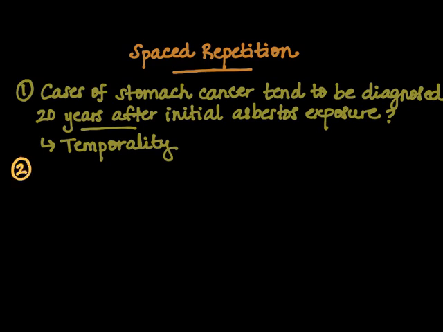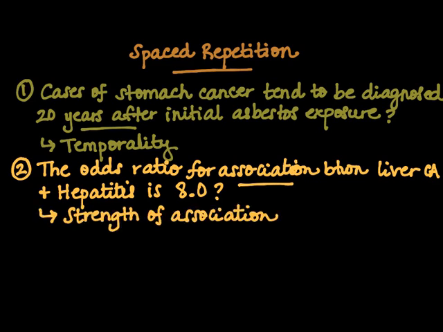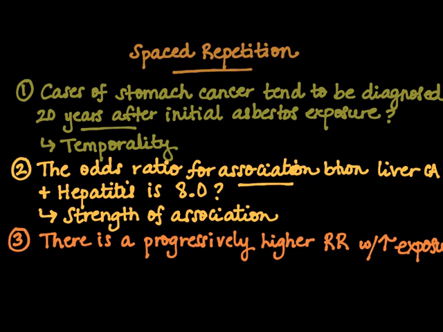So number two, the following statement is an example of which of Hill's criteria? The odds ratio for association between liver cancer and hepatitis is 8. And the answer here is strength of association as measured by our odds ratio, which is a measure of association. Number three, the following statement is an example of which of Hill's criteria? There's a progressively higher relative risk with increasing degree of exposure. This is an example of our dose response criteria.